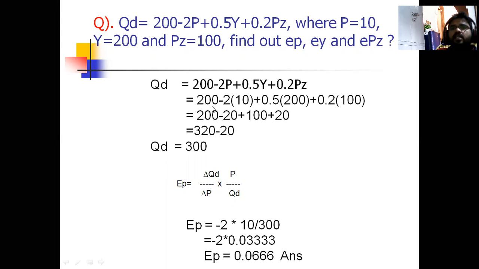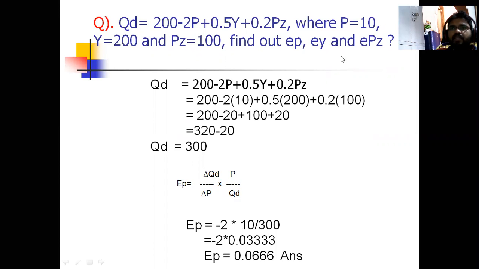So that's why the change in quantity demand divided by change in price is nothing but: if the price of the commodity changes by 1 rupee, the quantity demanded is going to change by 2 units. That's why the minus 2. So I take into account the minus 2 as it is, and I put it here. This symbol is for multiplication.